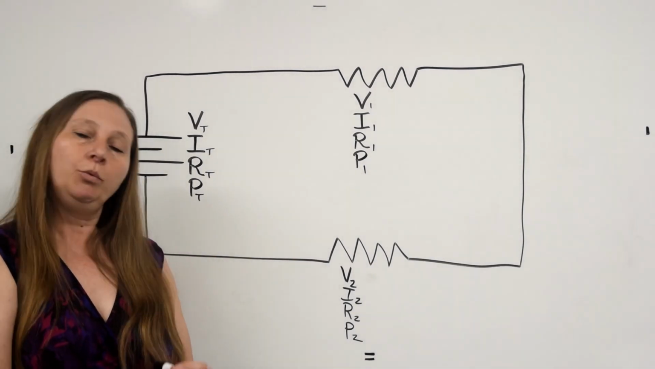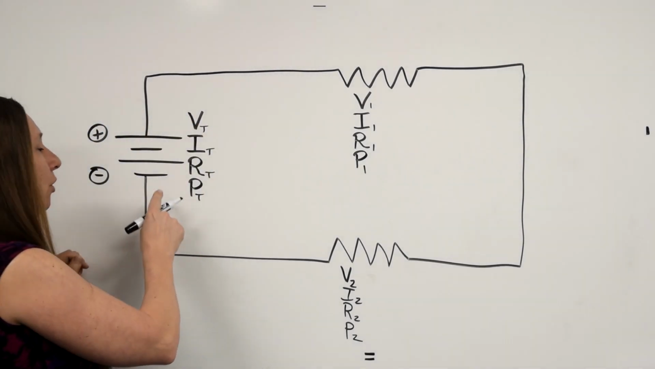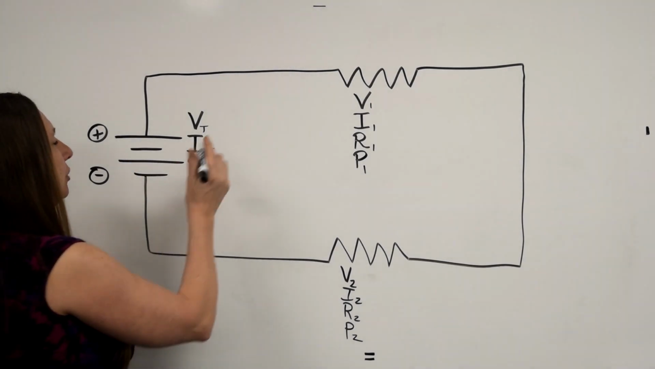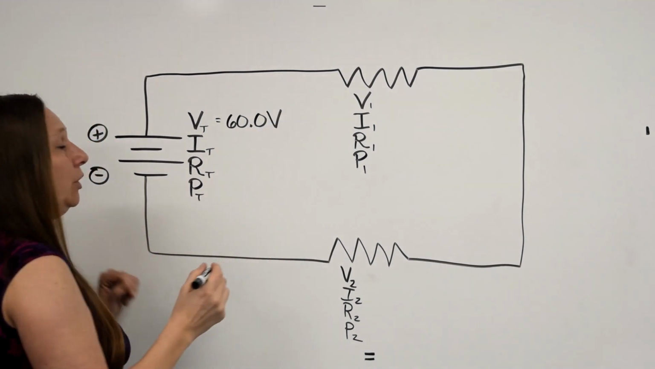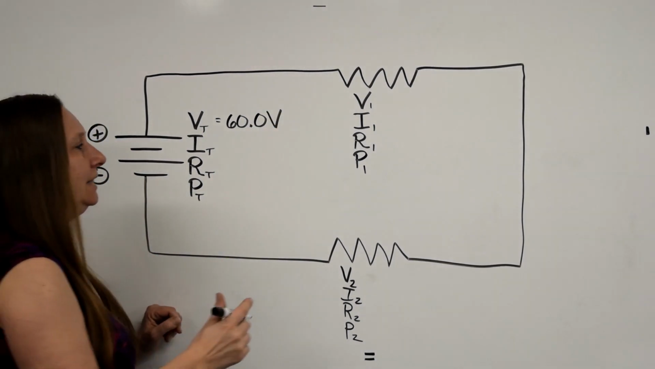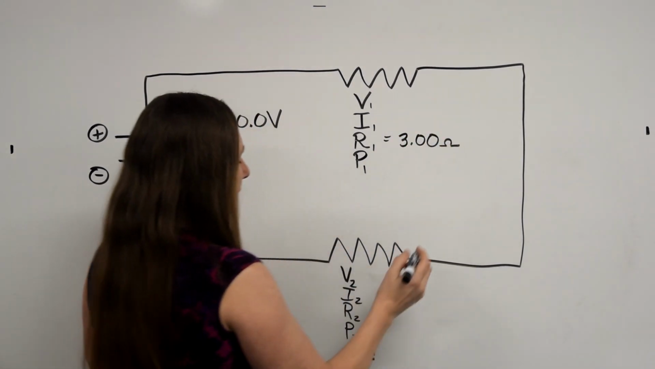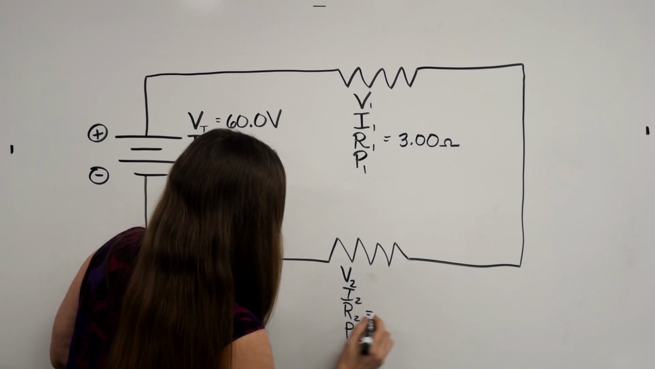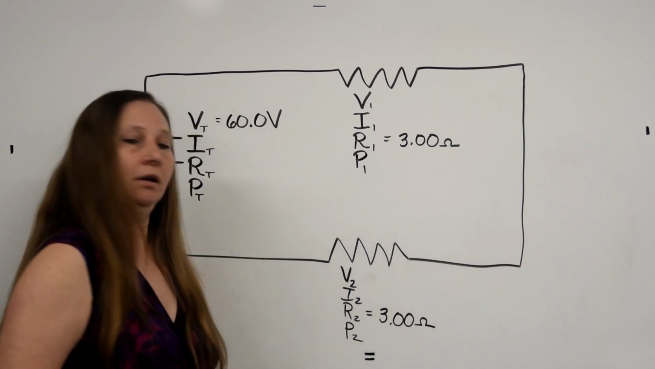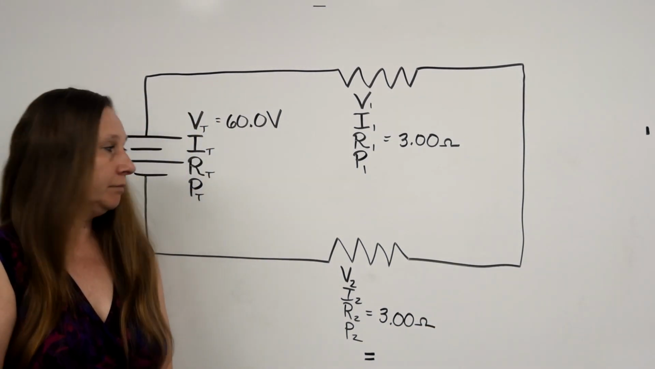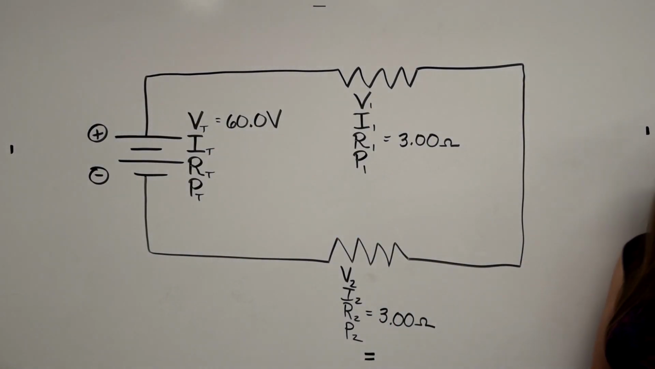Now, we started this question by saying that the total voltage, and the total voltage is always the voltage of the battery or the power supply, was 60 volts. And we also said that there were two identical 3 ohm resistors. 3 ohms, and here the resistance is 3 ohms. So this is how we're going to start. Okay, so get that all copied down, and we'll be moving on.